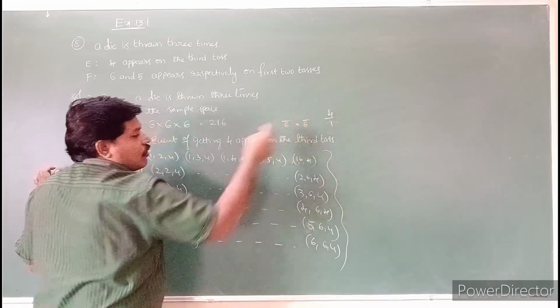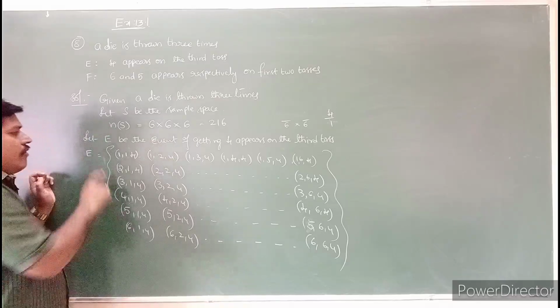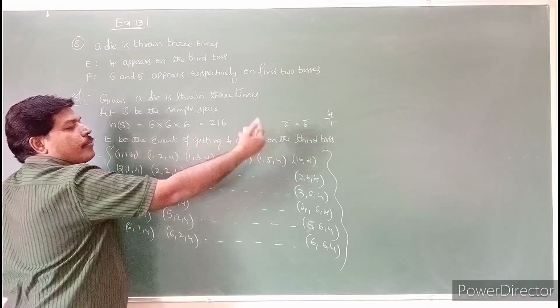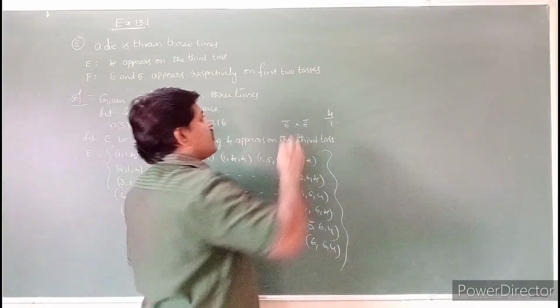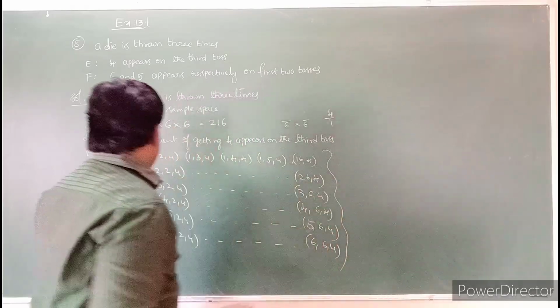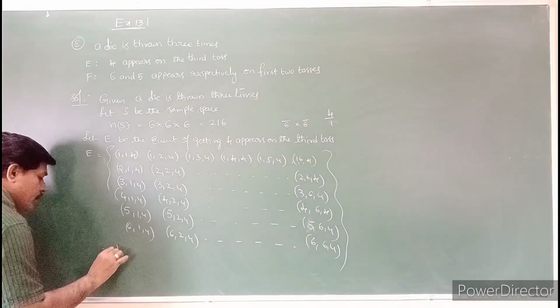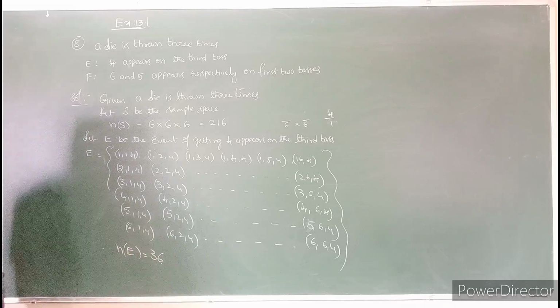That means the total number of outcomes is 36. Let E be the event of getting a 4 on the third toss. How many outcomes are there? 36 outcomes. So n of E is equal to 36.